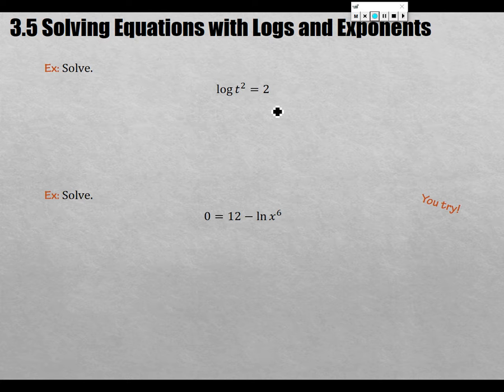So 80 says he'd like to turn it into exponential form. So what does he mean by that? And can we do it? What would I write? Yeah, t squared equals 100, right? Do you agree? So t is equal to plus or minus 10. Good.